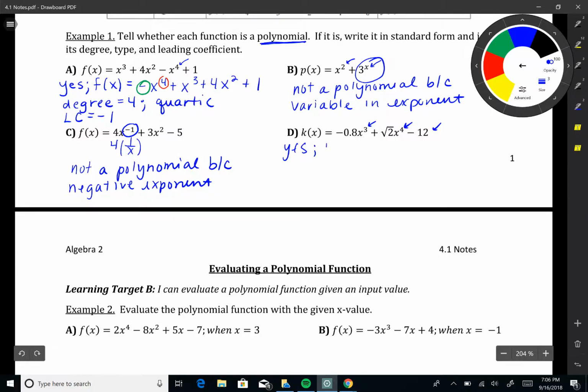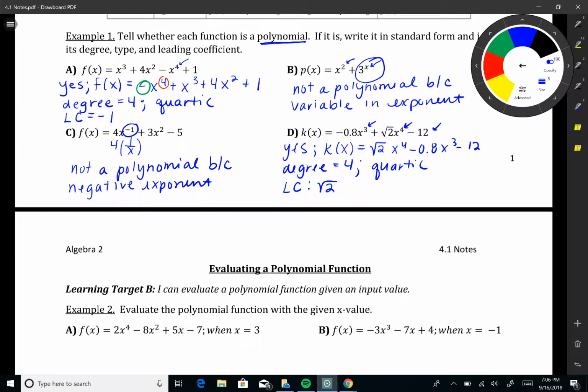And let's write it in standard form. Looks like we would put the square root of 2 times x to the 4th first, then minus 0.8x cubed, then minus 12. This one, because our highest exponent is 4, is also a degree 4 function, which is called a quartic. And finally, the leading coefficient is this irrational number, rad 2. All right, that's our first learning target.